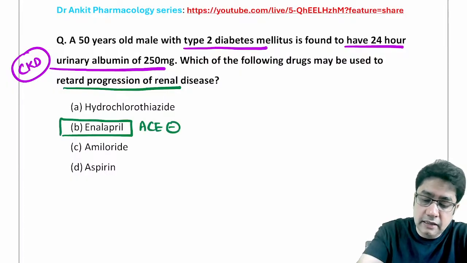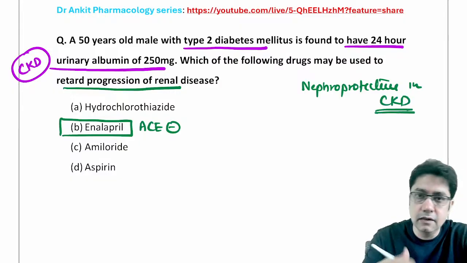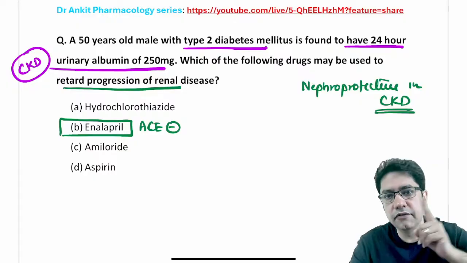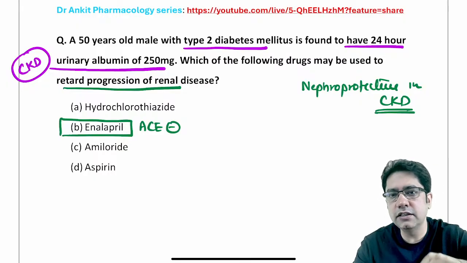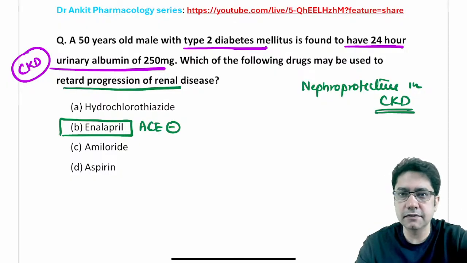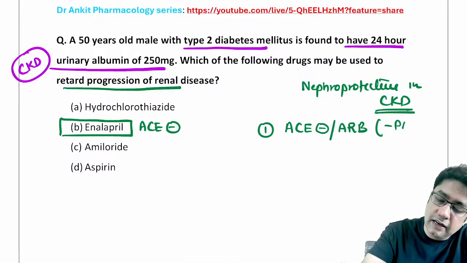So let's write the nephroprotective drugs which are given especially in CKD. The most common cause of CKD is, first, hypertension, and the second leading cause of CKD in today's time is diabetes mellitus. So overall the drug of choice is an ACE inhibitor, which will end with the word pril. If an ACE inhibitor is not given, you can give an ARB, which will end with the word sartan. So they are the drugs of choice, pril and sartan.